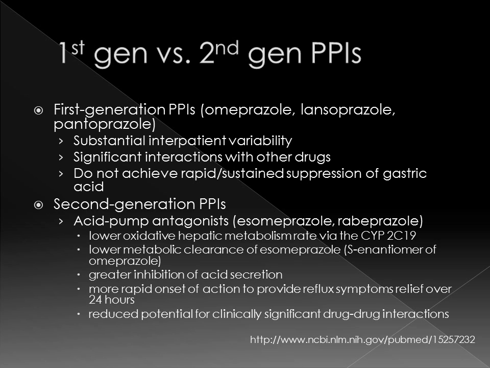However, the second-generation PPIs have a lower oxidative hepatic metabolism rate via the CYP2C19 enzyme. They have a lower metabolic clearance and greater inhibition of acid secretion. One of the more significant advantages of second-generation PPIs is that they have a more rapid onset of action to provide reflux symptom relief over 24 hours.